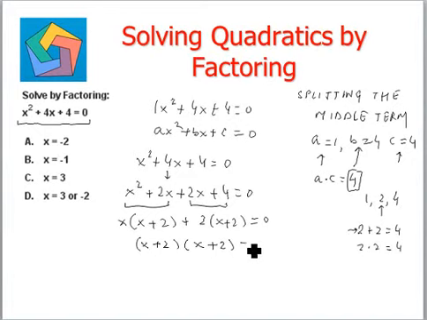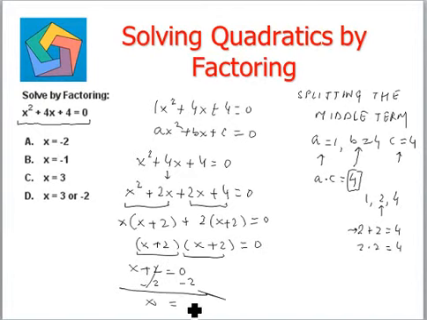Here we see we have two factors which are equal to 0. Now we equate them one by one to 0. To find out the value of x, we subtract 2 from both sides. From here we get x equals negative 2. In this case both our factors are the same, so we need not find out the other value of x. That's again going to be negative 2.